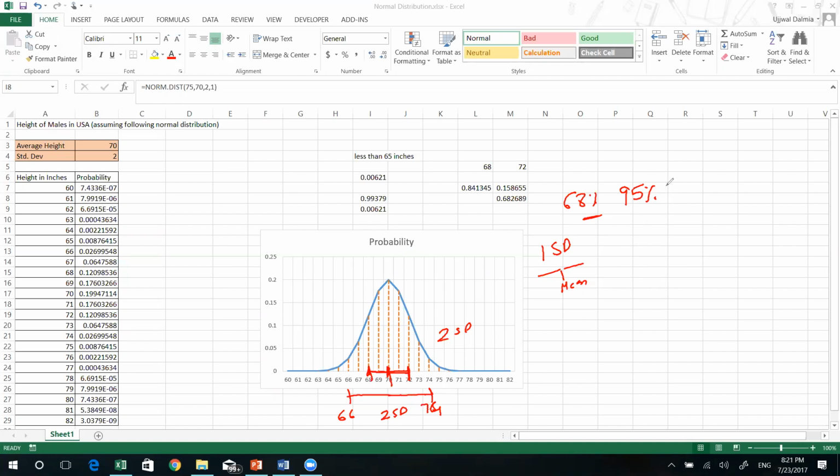Okay. And the third level of this rule is 99, which says that if you are 3 standard deviations away from the mean, the probability will be 99%. So in our case, the probability for a US male to have height between 64 and 76 is 99%. Everybody clear on that? Yes?